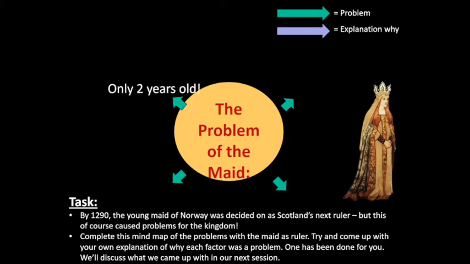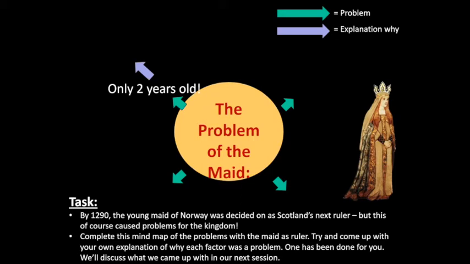She is, when she gets the job in 1286, only 2 years old. How on earth can you have a 2-year-old as your ruling person in a kingdom? So what I'd like you to do around the centre of your mind map is to cluster in the problems, but outside of that, and you may want to colour code it like I have on the screen here, I want you to explain why these things are a problem for the kingdom.